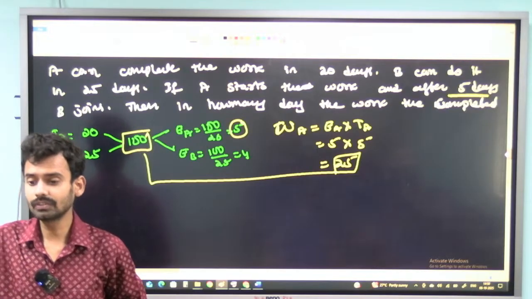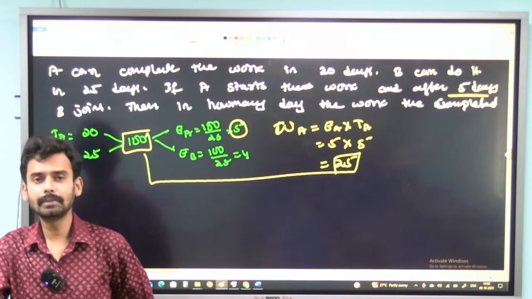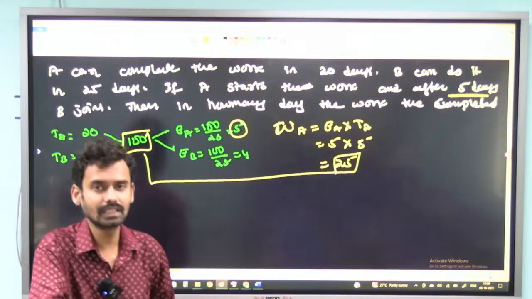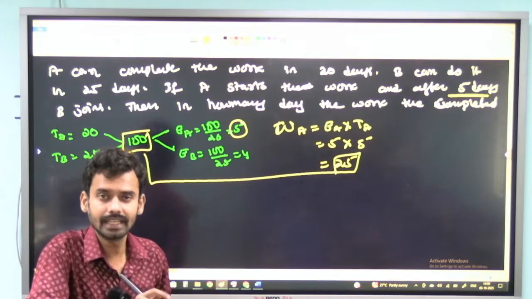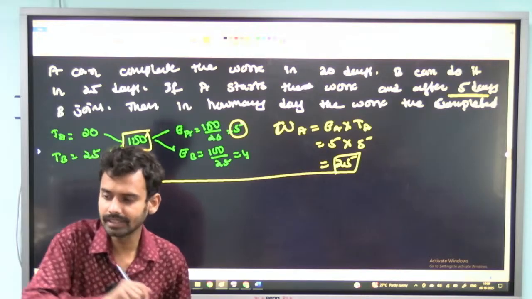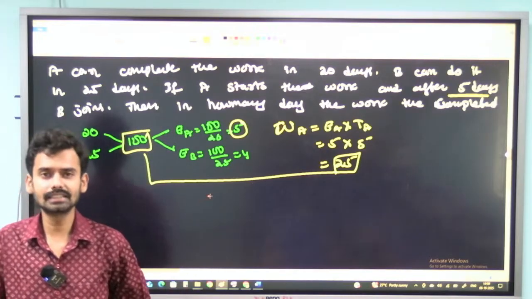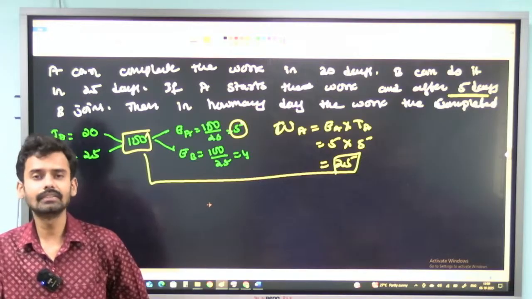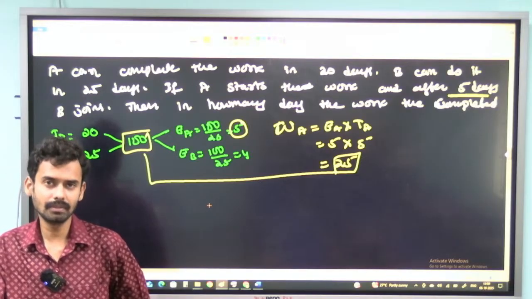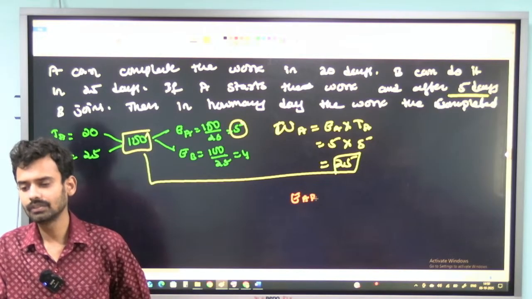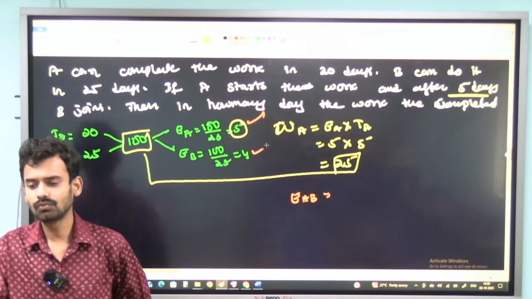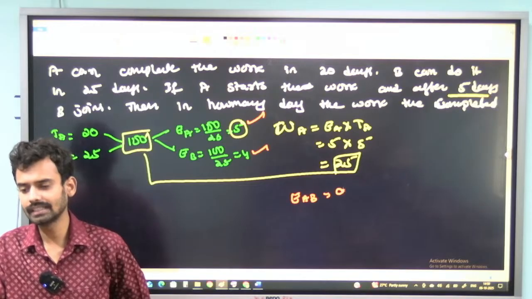Out of 100 units, A has completed 25 units of work in the first 5 days. Now what happens? After 5 days, both A and B are working, because now A is not leaving the work. B is joining the work. That doesn't mean A is leaving the work. So A is still continuing his work. Along with A, B is working. So for the next any number of days till the work is completed, both A and B will be working together. So what is the efficiency of A and B together? If you consider here, it is 5, 4. So the efficiency of A and B together is 9 units.